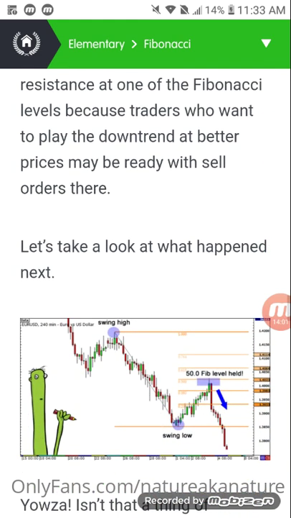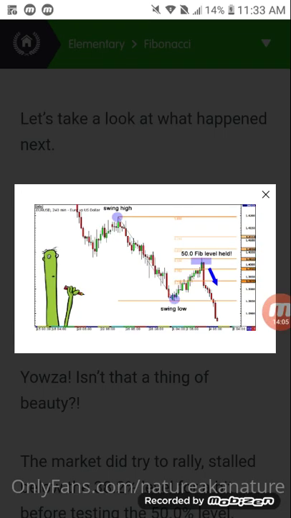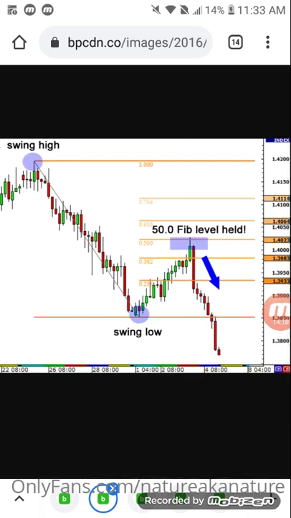Let's take a look at what happens. For the downtrend, price eventually does retrace. It pushed back past the 23.6, it pushed past the 38.2 and went all the way up to the 50 Fibonacci level and held there before resuming in the overall direction.